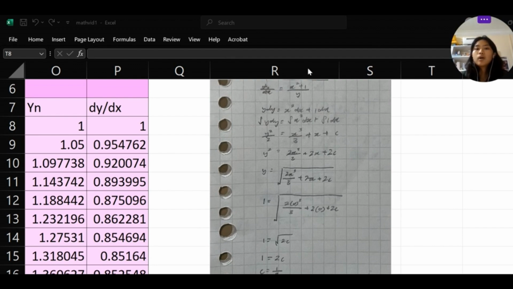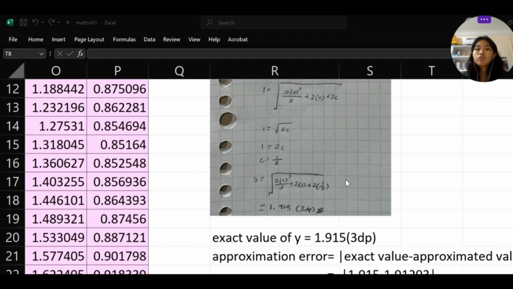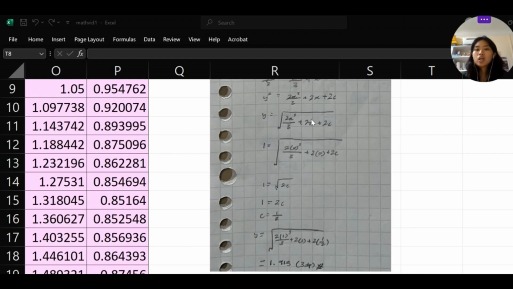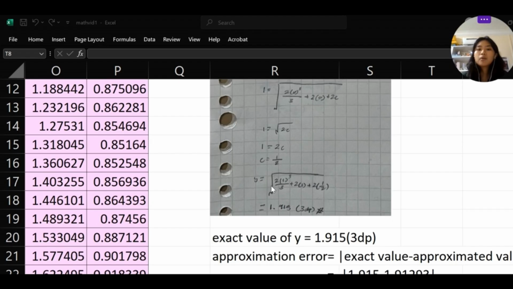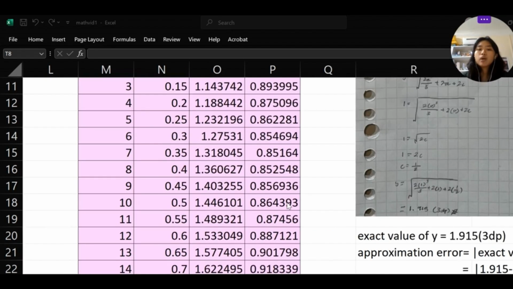So I started off with this, and I shifted the y to one side, the x to one side, and I integrated everything until I make y the subject over here. After making y the subject, I substituted the initial values of x and y. So I substituted x equals 0 and y equals 1 into this equation to find c. After finding c, I substituted x equals 1 and c equals half into this equation so that I can find my exact value of y.